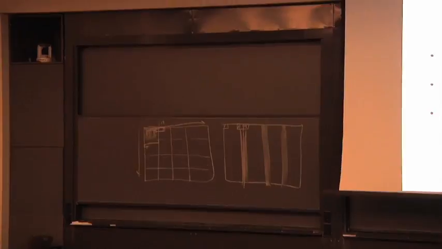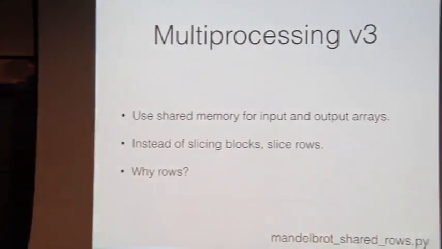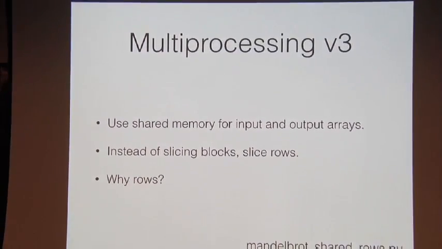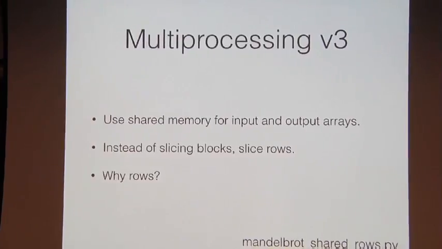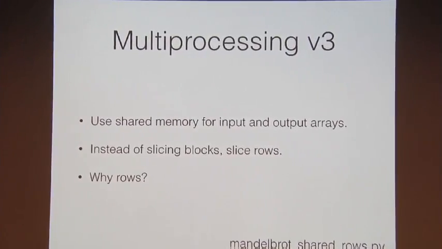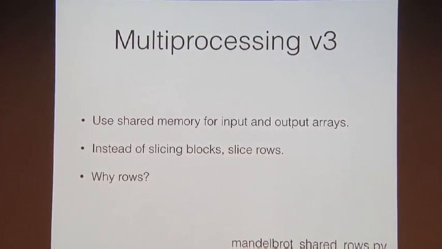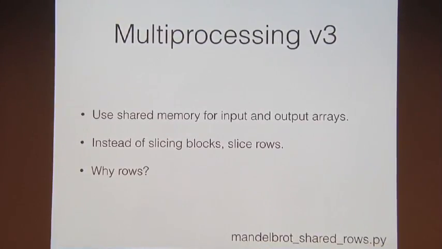So we'll still do the same thing in this next version. We're still going to use shared memory for input and output. But instead of slicing blocks, we're going to do entire rows. Why rows? So you get a full coherent thing. The next row is very far away. So you're going to get very little interaction between processes trying to write to the same data or read from the same data. You're going to get cache line behavior. You're going to have more cache lines across. Okay?